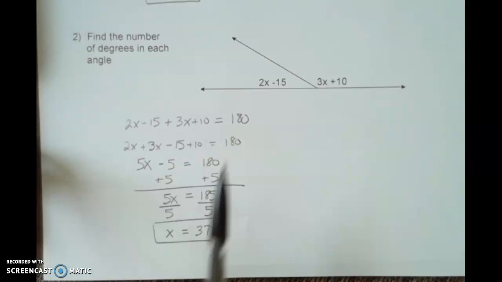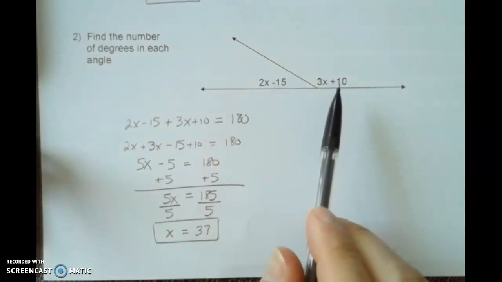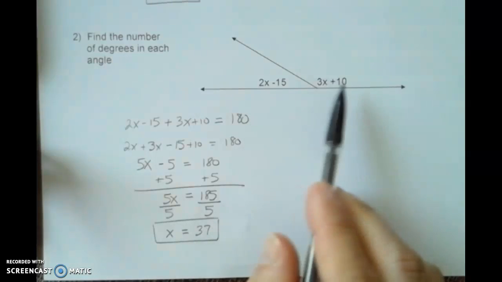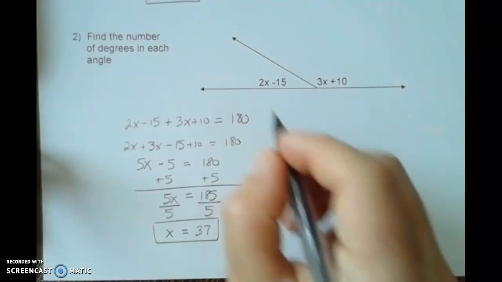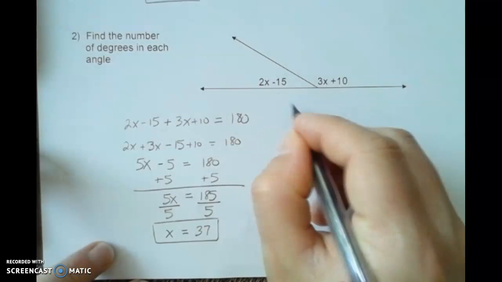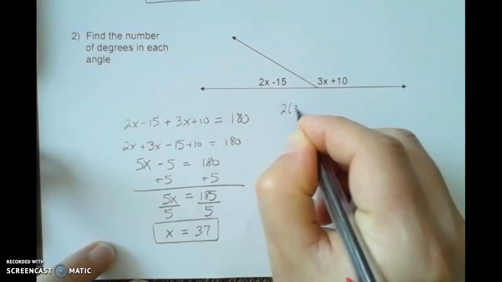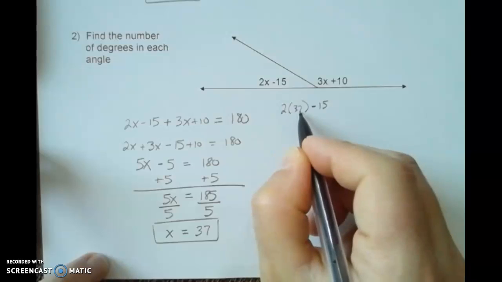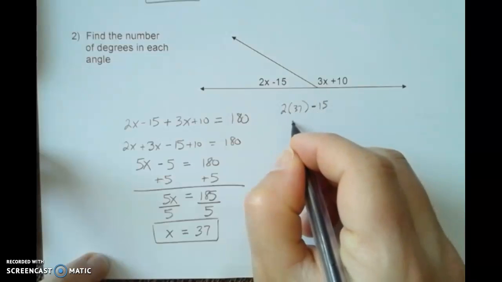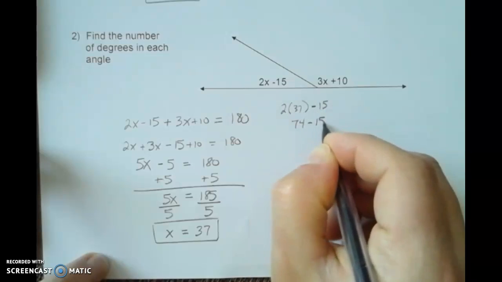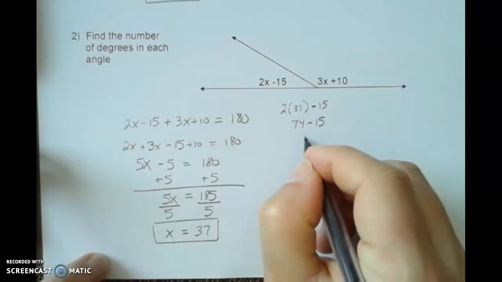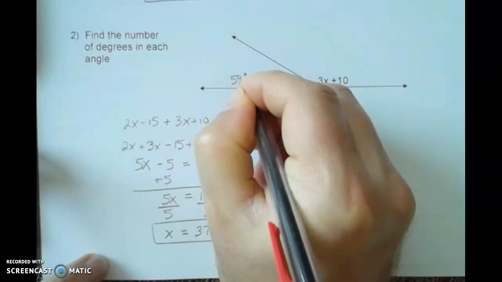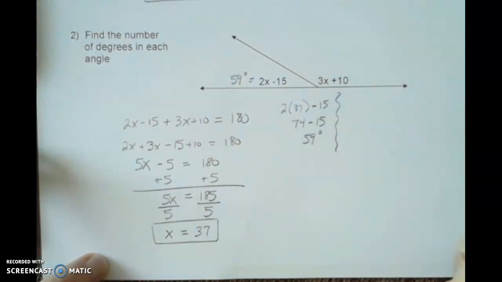Now, if I look at my picture, neither angle is just labeled with x, so I'm going to have to substitute this value into each of the angles. Let's start with 2x minus 15. For this angle right here, I'm going to do 2 times 37 minus 15. 2 times 37 gives you 74, and when you subtract 15, 74 minus 15 is 59. So this is a 59-degree angle. Let's get our other angle.